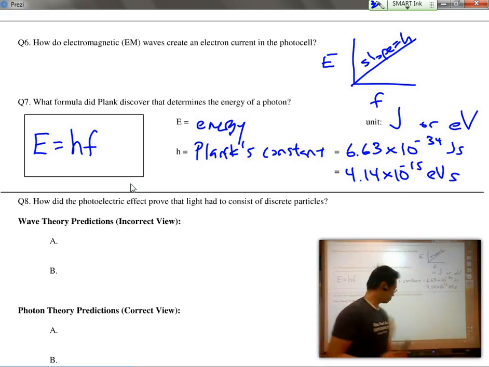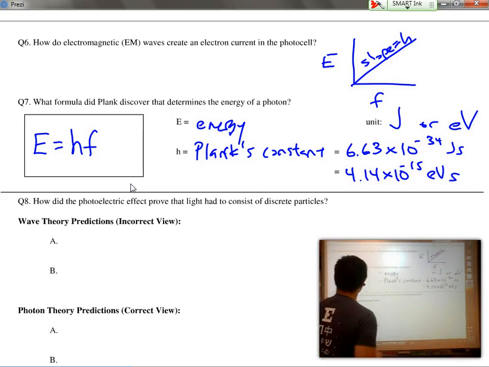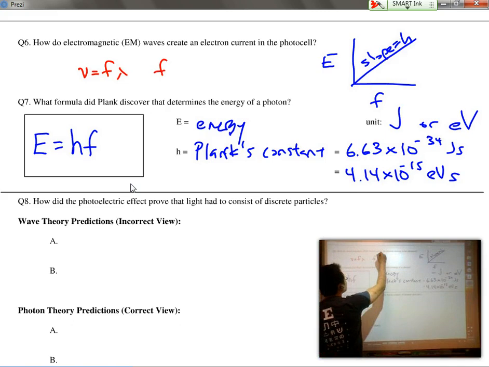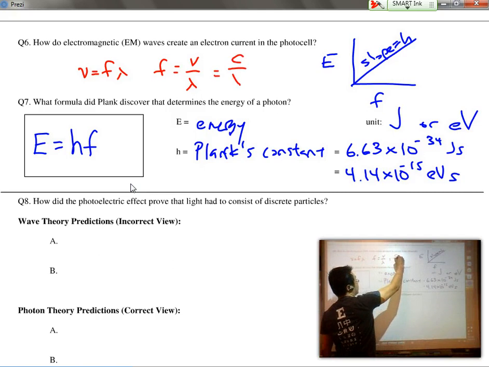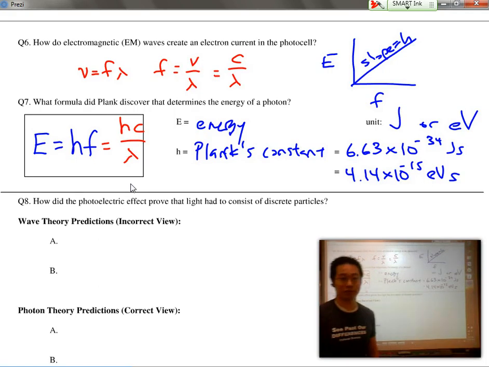Okay. So we're going to use this formula more in a moment, but I also want to show you a variation of this formula, which is very common. Because v is equal to f lambda, I know that f is equal to v over lambda. So if we're talking about light, it would really be equal to c over lambda. So this formula can also be hc over lambda.